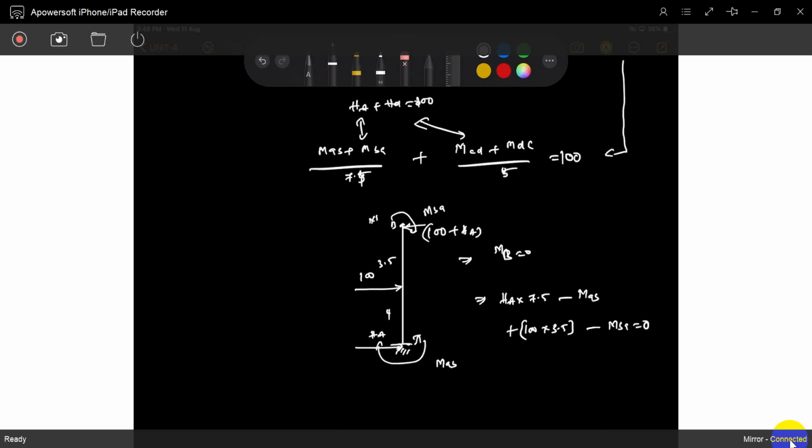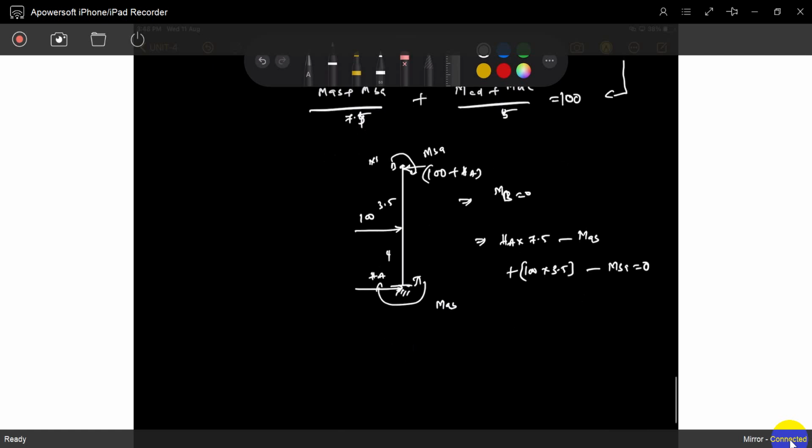Moment at B is 0. Moment, not a bending moment. Bending moment MBA is there. Moment at everywhere is 0. We will take from one side end. Okay, so that's it. What we will get?